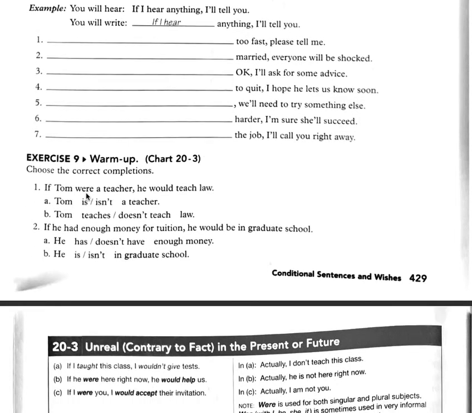Okay. On exercise 9, this is a warm-up or introduction to chart 20-3. Contrary to fact in the present or future. That's the middle column from page 427. And if you remember correctly, if it's contrary to fact, that means it's unreal in the present or future. The if clause is going to be in the simple past, and the result clause verb is going to use would and the simple form of the verb in the result clause. Okay? So, choose the correct completions.